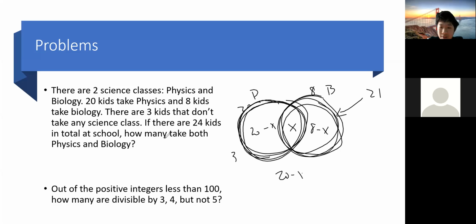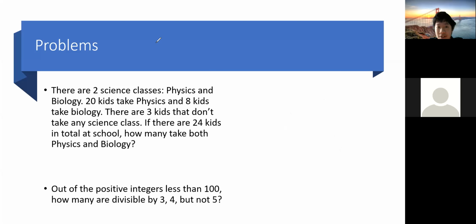So 20 minus x plus 8 minus x equals 21. 28 minus x, because you can see these will cancel, equals 21. X equals 7. So there are 7 kids who are taking both. Okay. Next one, you could do it without a Venn diagram.